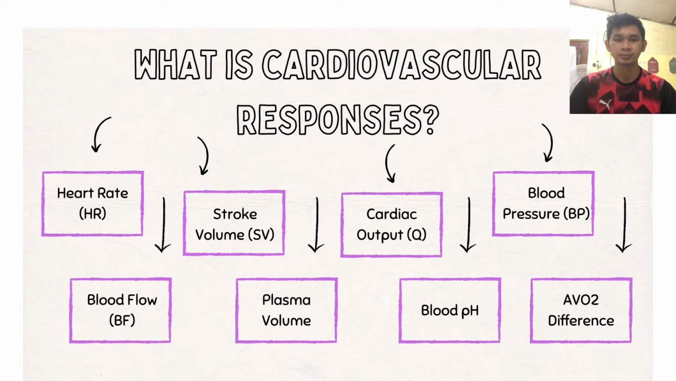Okay, last but not least is blood pressure. Systolic blood pressure increases as intensity increases. Why? Because the CNS, central nervous system, responds by vasoconstriction. Okay, that's all for me.